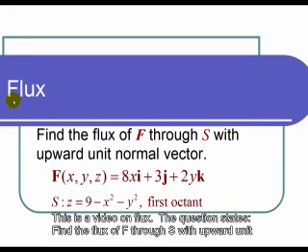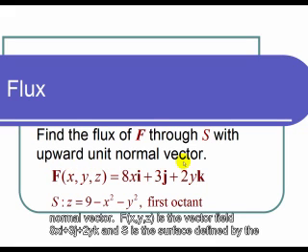This is a video on flux. The question states, find the flux of F through S with upward unit normal vector. And F of x, y, z is the vector field 8x i plus 3j plus 2y k.